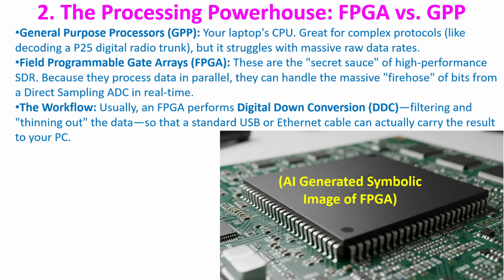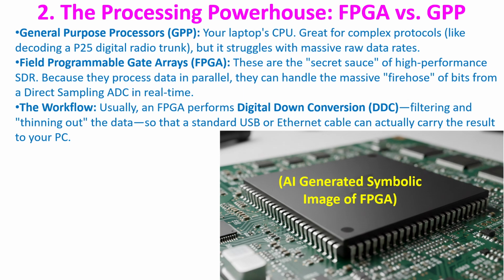Then what are FPGAs, or Field Programmable Gate Arrays? These are the secret sauce of high performance SDR. Because they process data in parallel, they can handle the massive fire hose of bits from a direct sampling ADC in real time. ADC is analog to digital converter. The workflow: usually an FPGA performs digital down conversion, filtering and thinning out the data so that a standard USB or Ethernet cable can actually carry the result to your PC.